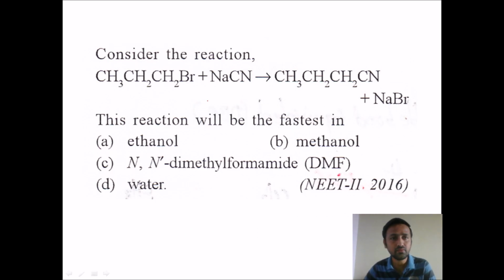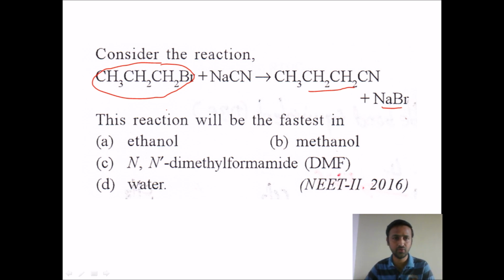Next one. Consider the reaction. Again a reaction is given here and the question is, in which medium or solvent will this reaction be fastest? Just see the reaction there. CH3CH2CH2Br plus NaCN, sodium cyanide, results in formation of n-propyl cyanide or butanenitrile. Along with that, we get sodium bromide. If you see the reaction, the alkyl halide used is n-propyl bromide, and it is an example of a primary alkyl halide.